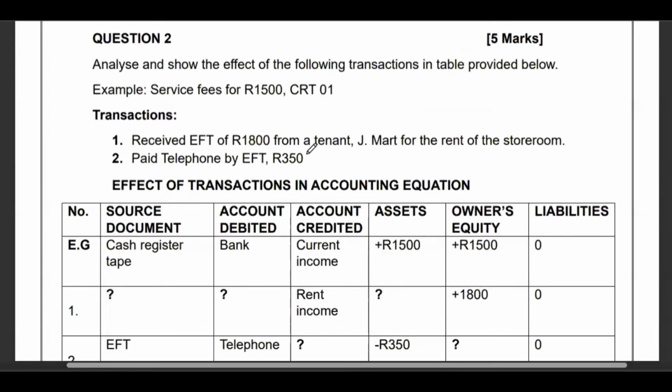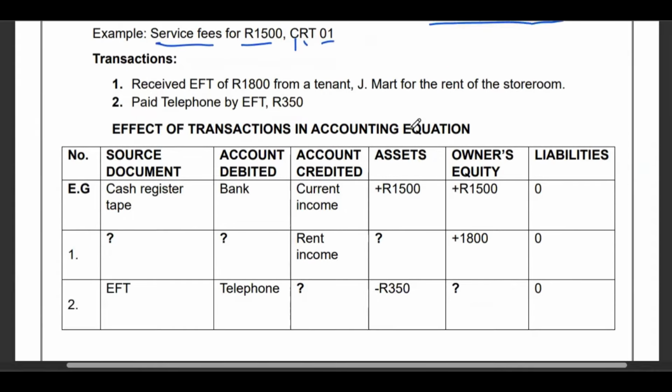And then section B, they want us to analyze and show the effect of the following transactions in the table below. An example, service fees for 1.5, that is CRT 01, okay? They gave us an example that service fees 1.5, that's a cash register tape, which is 01. It's a bank, it's the current income, 1.5, that's an asset, then the owner's equity will still be 1.5. There are no liabilities in that.